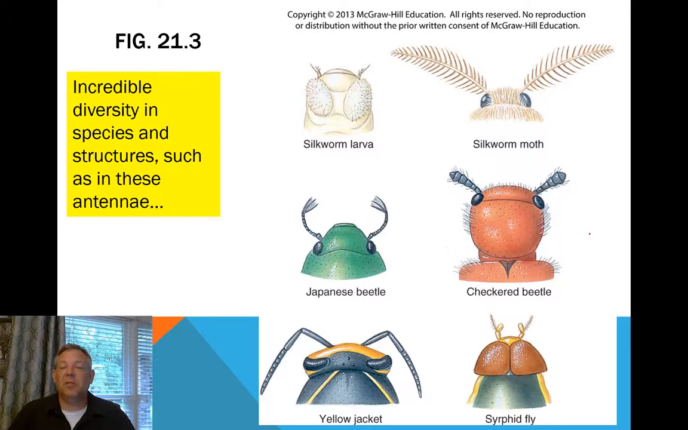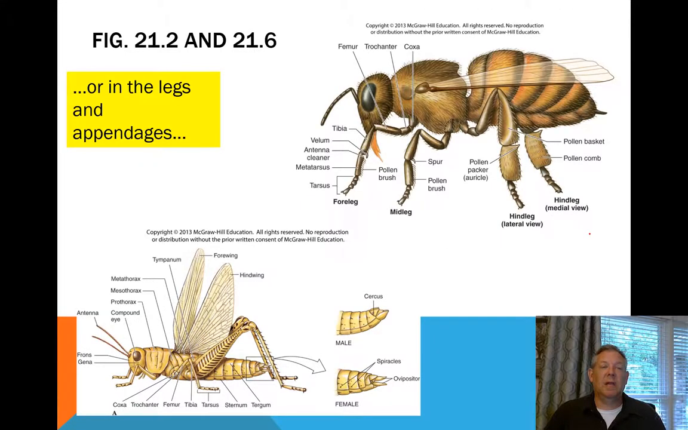And you see all kinds of different antennae, different uses for the antennae. And you've got diversity in the legs and the appendages. So you see you've got this bee that's got all these different structures on its legs that do different things, either packing pollen or brushing pollen. Or you've got the big legs of the grasshopper that are used for jumping, and the other legs that are used for walking. And so lots of variability in there.